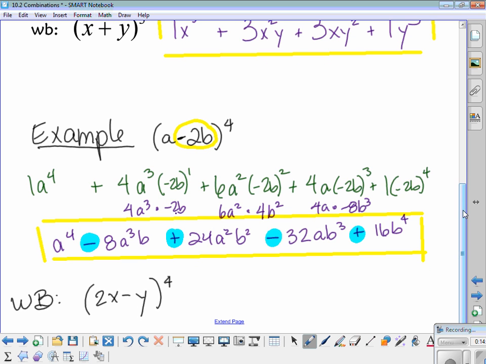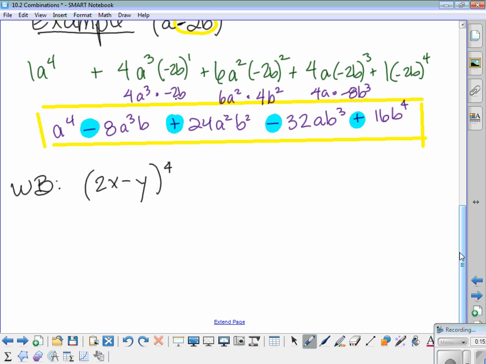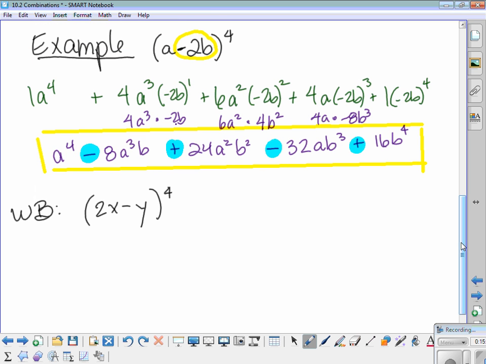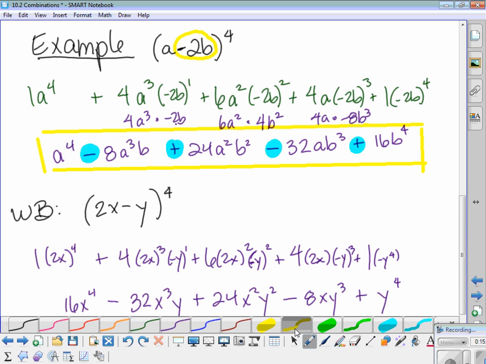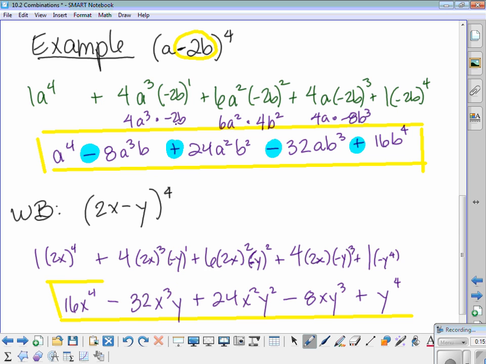All right, so here's one for you guys to try on your own, on your whiteboards. All right, so you should have ended up with 16x to the fourth minus 32x cubed y plus 24x squared y squared minus 8xy cubed plus y to the fourth. Questions on that one? We're good? Thumbs up, thumbs down.